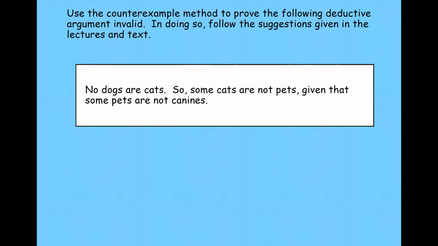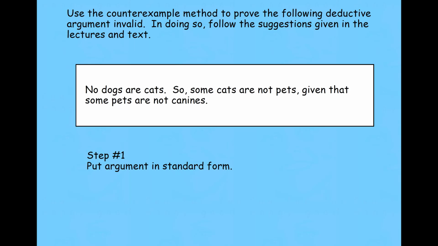Here we've got an argument: no dogs are cats. Some cats are not pets, given that some pets are not canines. So the first thing we're going to want to do again is put the argument into standard form. You may want to stop the video, see if you can put the argument into standard form, then start the video and see if you got the same sort of answer that I did.